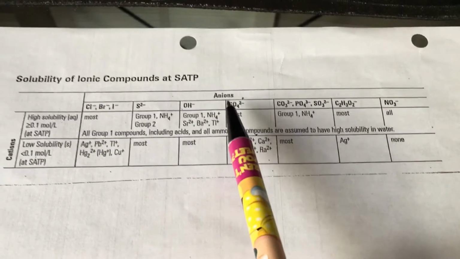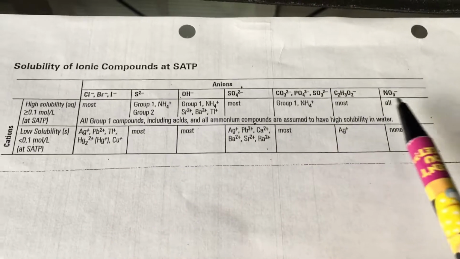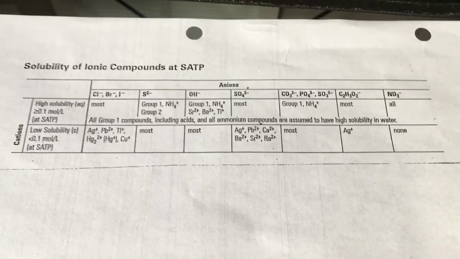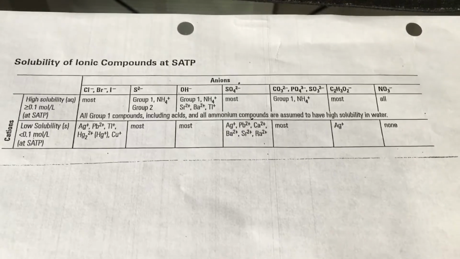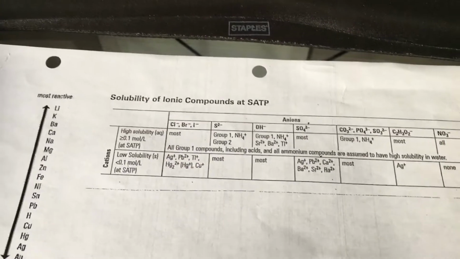And then at the top we have our anions. So here's a list of some of them. This table does not include all of the possible anions, so just keep that in mind. So let's do an example.